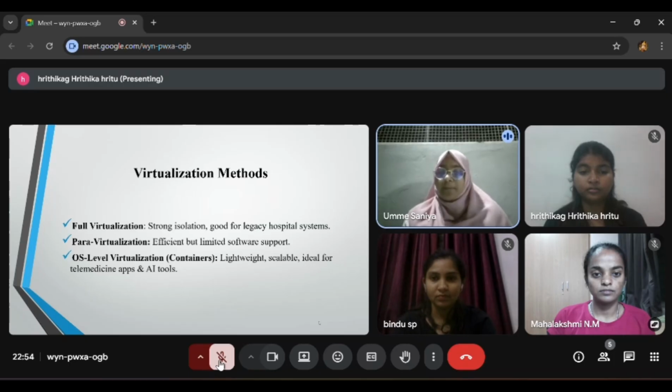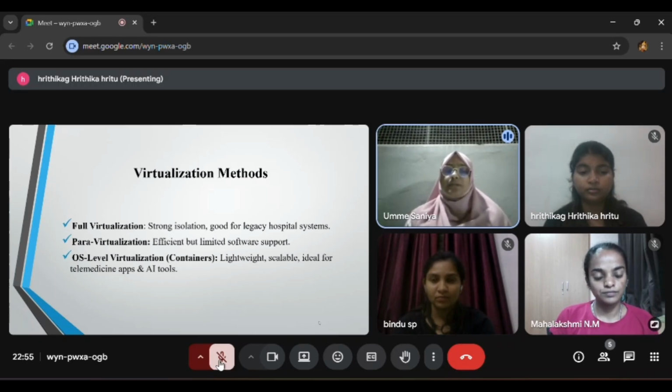Next comes para virtualization. In para virtualization, the guest OS is aware it's virtualized and communicates directly with the hypervisor. There are some pros of this. It is more efficient than full virtualization. It supports limited software and so on. Here are some cons of para virtualization.